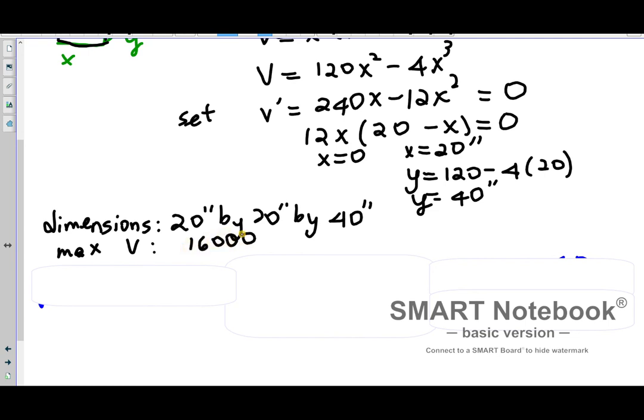16,000, and units will be cubic inches. Maximum volume that we can create.